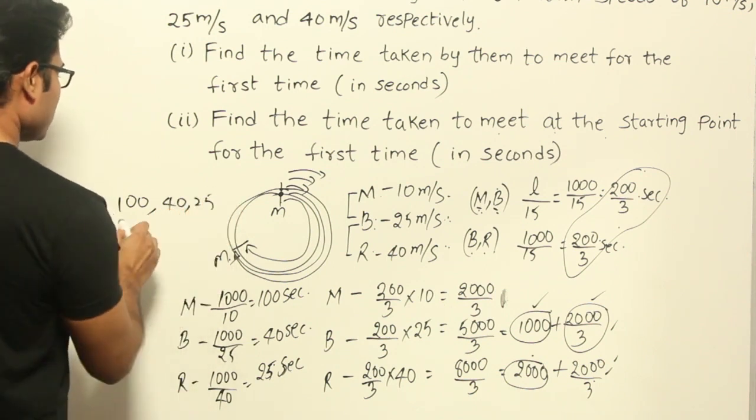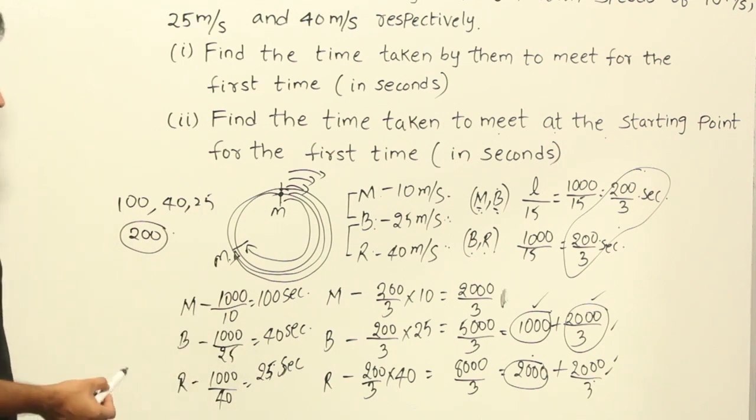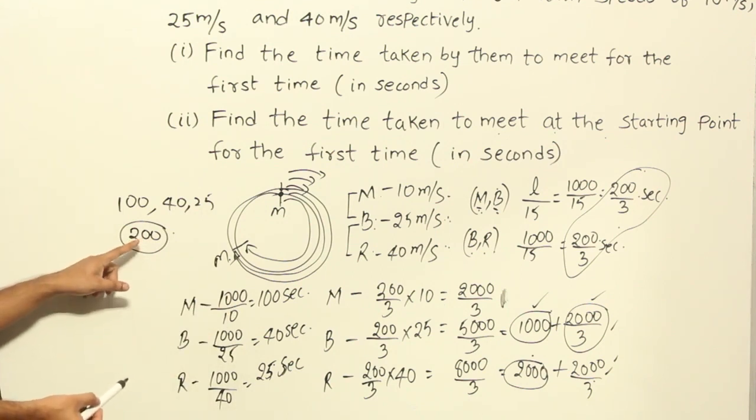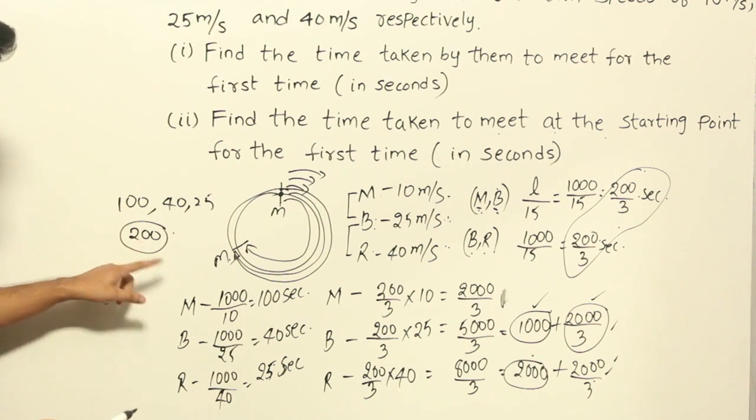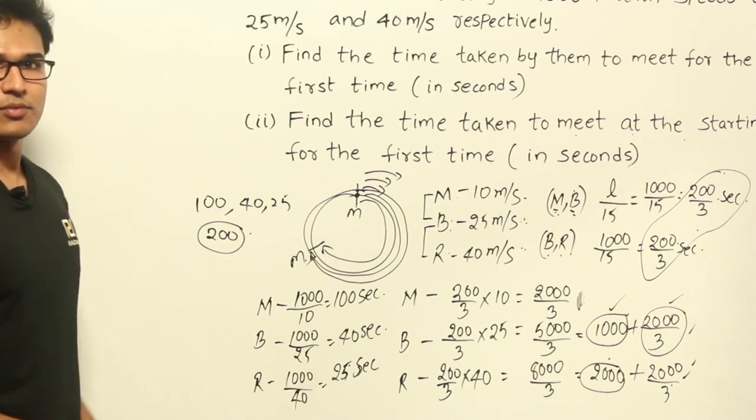145 and 20. Okay, it is going to be 200, I guess. Yes. So the LCM is going to be 200. So what does it mean? We are going to take 200 seconds. So after 200 seconds, everyone is going to meet for the first time at the starting point, right?